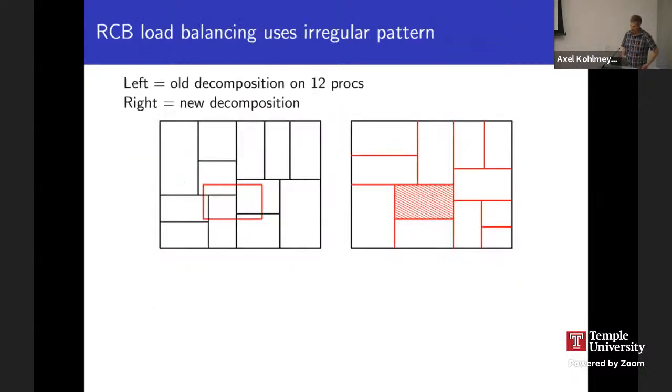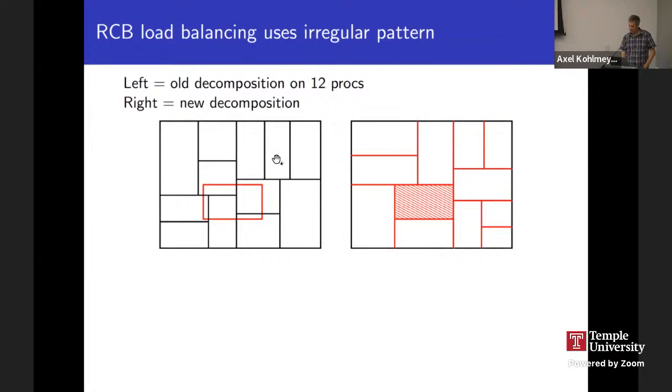So let me just illustrate what the issue is with RCB. On the left is an old decomposition with the black lines on 12 processors. I'll talk about this little red rectangle in a moment. On the right is, say, after the balancing, a new decomposition on 12 processors shown with the red boxes. And remember, because of the order you make these cuts and how you decide which dimension based on where the particles are, what used to be processor 3 over here could end up being processor 3 up in the other corner in a different one.